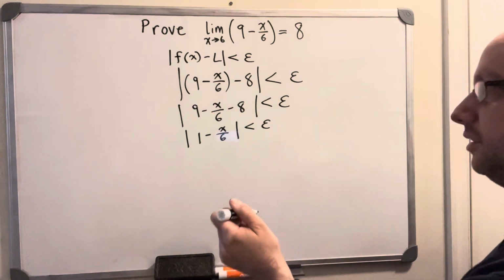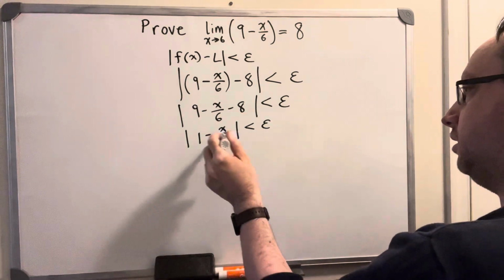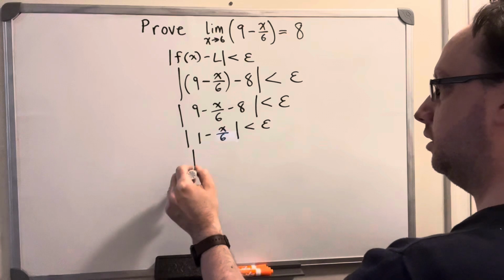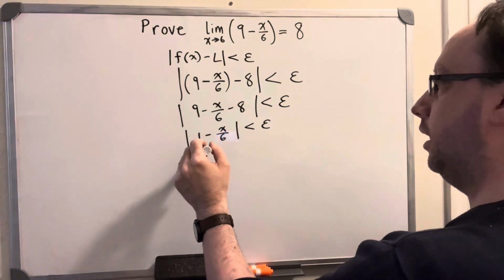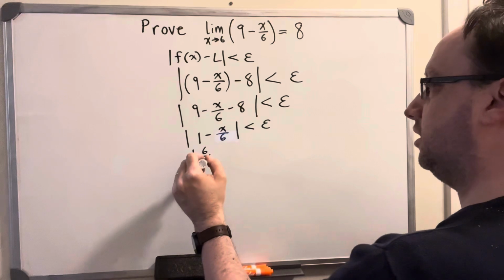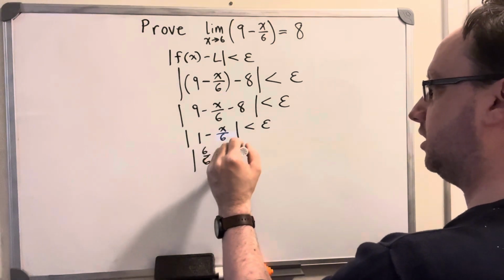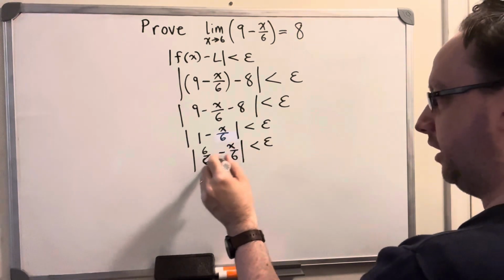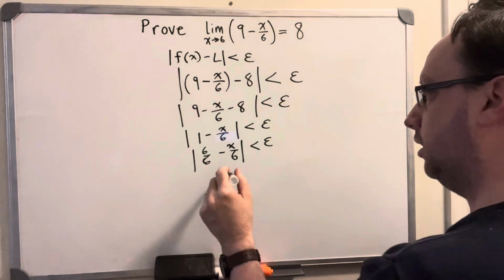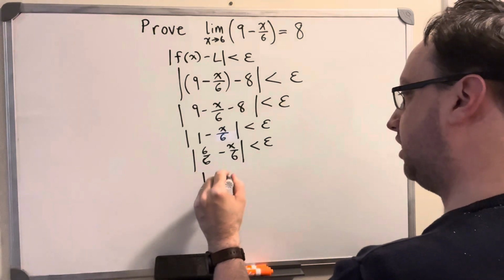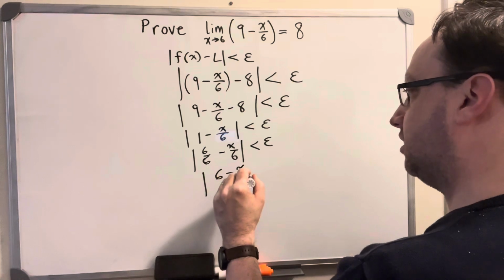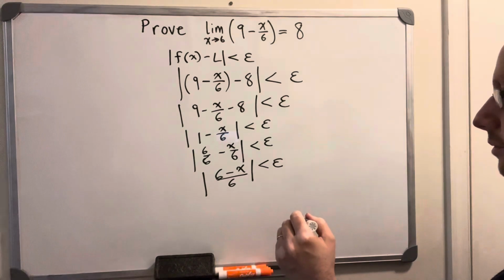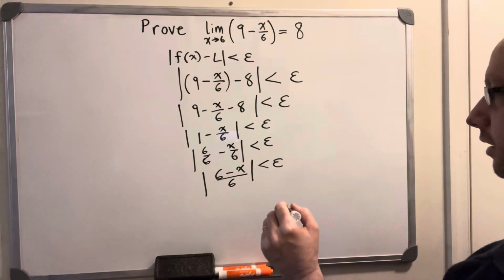What would you do next? Can we combine these to have a single fraction? In that case, 6/6 is 1 minus x over 6 is less than epsilon. Now that they have the same denominator, we can say 6 minus x over 6 is less than epsilon. Okay.